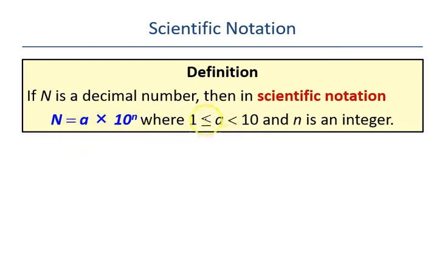Notice a has to be between 1, it can equal 1, and less than 10, but not equal to 10. So basically it can be the numbers 1, 2, 3, 4, 5, 6, 7, 8, or 9, and n is an integer, which means you could have a -1, you could have a -30, you could have 30. Just trying to help you decipher that definition. Let's look at an example here, and this will become more apparent.